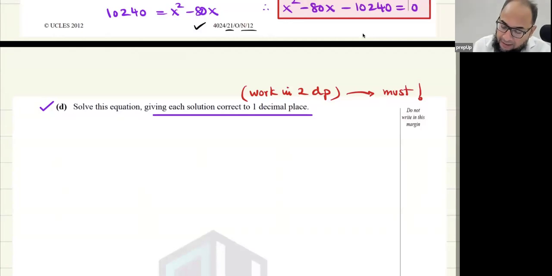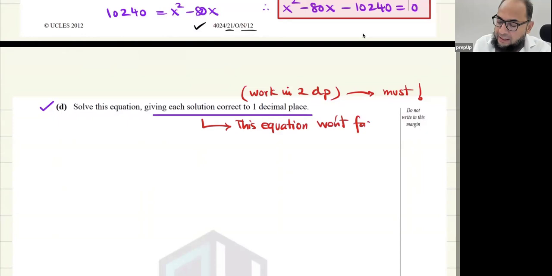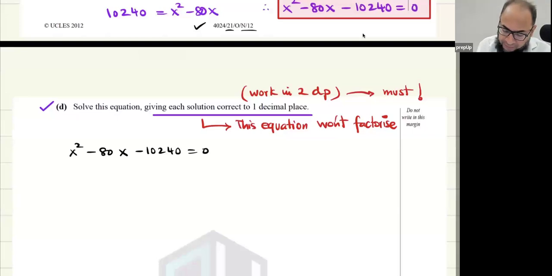And secondly, this equation won't factorize. Whenever they say give the answer correct to this many decimal places or this many significant figures, that means it won't factorize. So now you have to use the quadratic formula. x square minus 80x minus 10240 equals to 0. A is 1, B is negative 80, C is negative 10240.